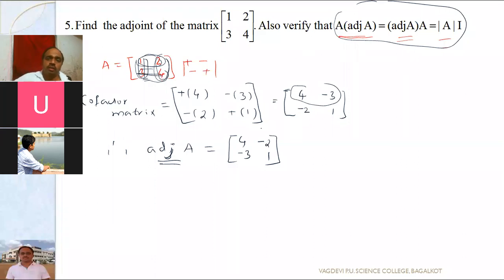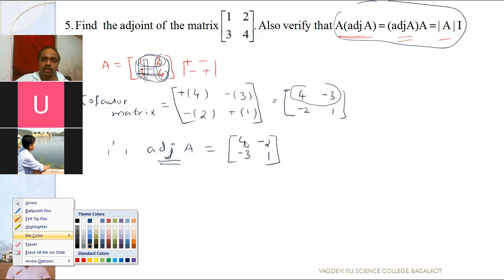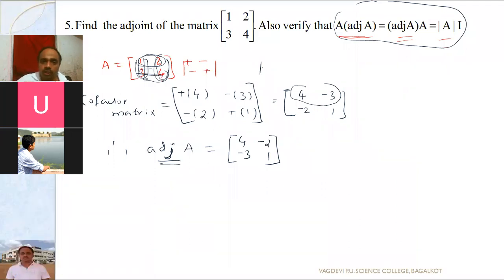So before that, we should write the value of determinant of A. So what is the value of determinant of A? That you can write. So determinant of A I will write. So what is the determinant of A? You can write here, somewhere here. Determinant of A.